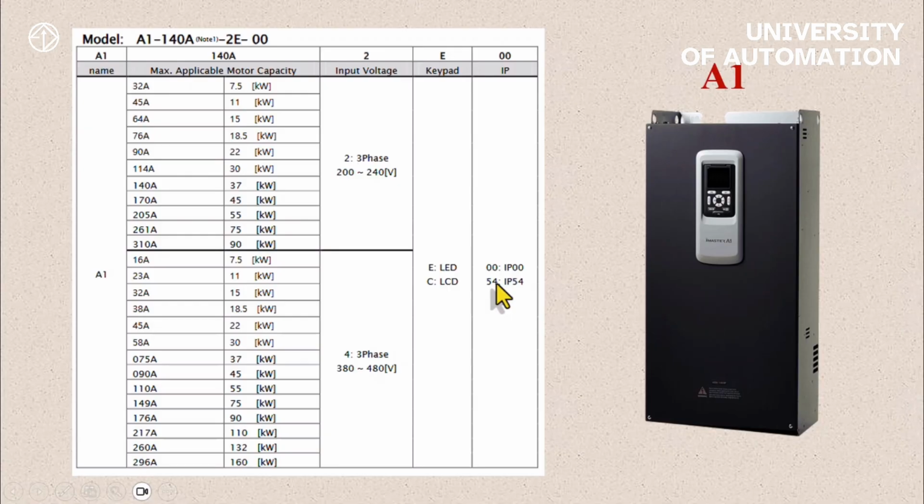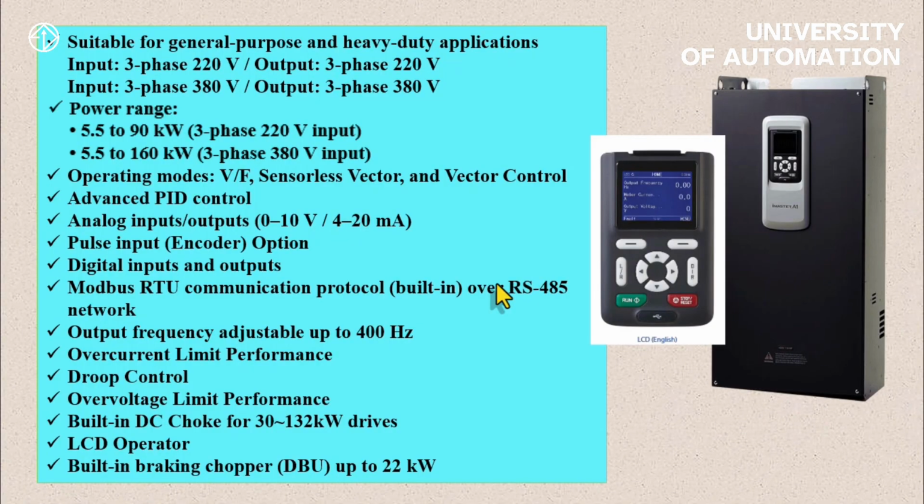So now we've become familiar with the nameplate of the A1 inverter. But what features does the A1 inverter have? You can use the A1 inverter both for general applications and for heavy-duty uses like winches, cranes, extruders, high power mixers, and so on. Any application where you need high torque. As we mentioned, its input voltage is 3-phase 220 volts, but you can also supply it with single-phase 220 volts. Its output is 3-phase 220 volts, and it also has 3-phase 380 volts on the input, which becomes the output as well.